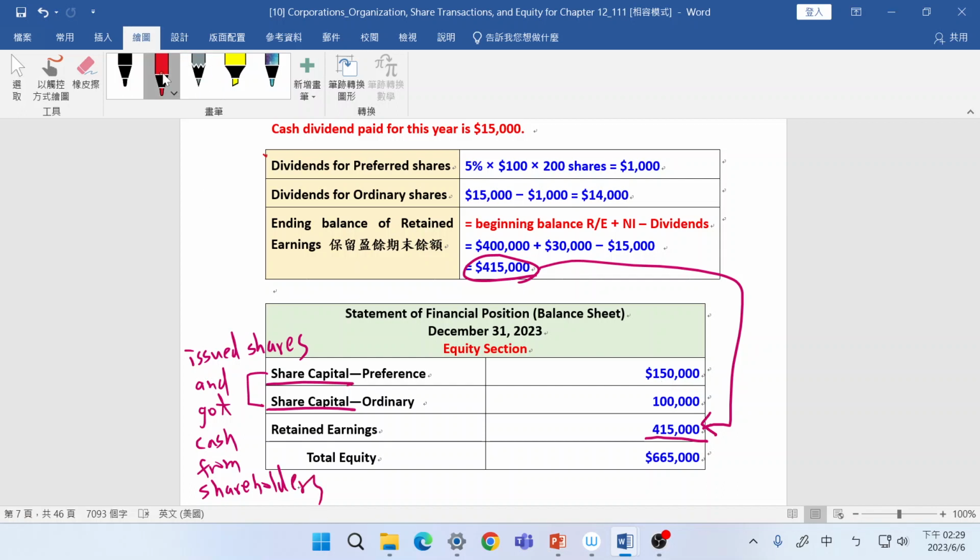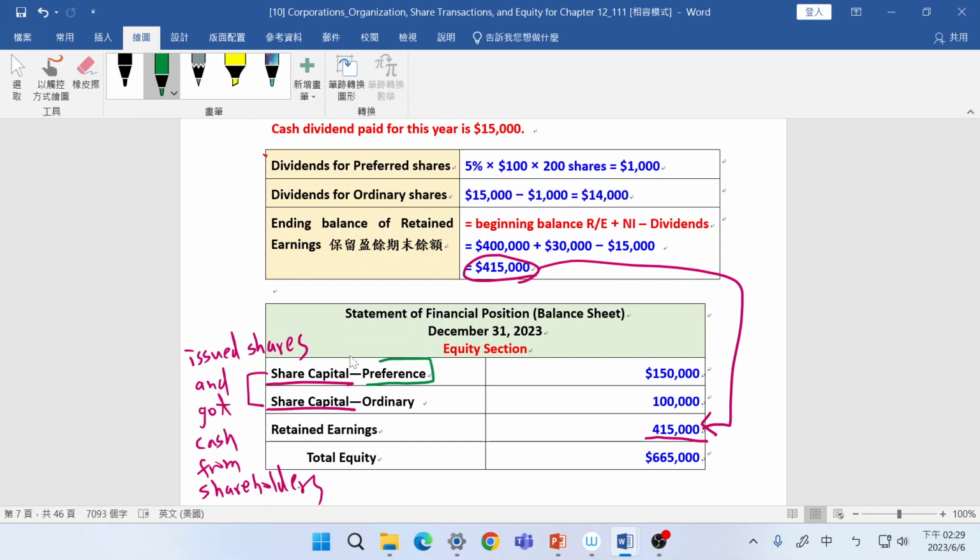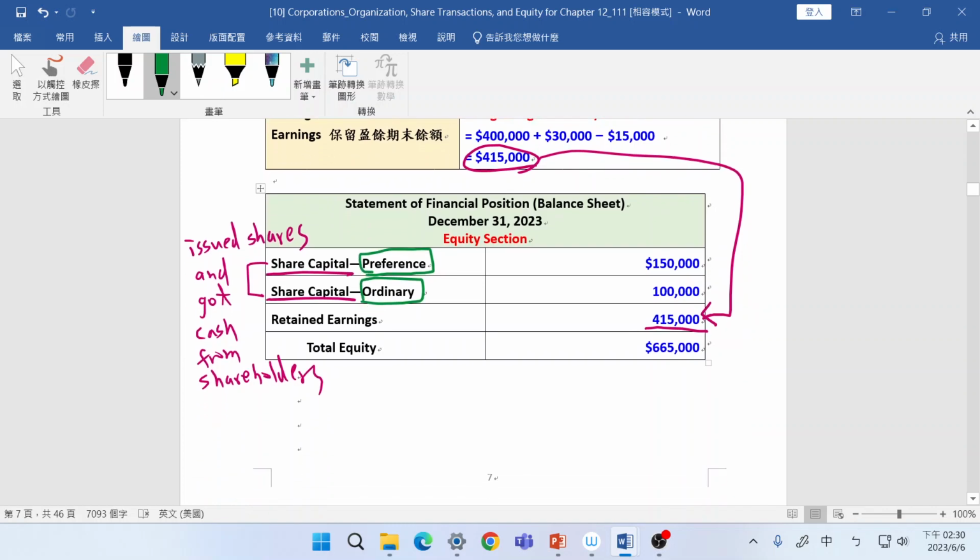Right? But right now you should understand we have two kinds of shareholders, preference shareholders and ordinary shareholders. So you should add a dash, preference or dash ordinary, to tell which shareholders. Okay? Any questions for page 7? No problem? Then how about page 8? Page 8.